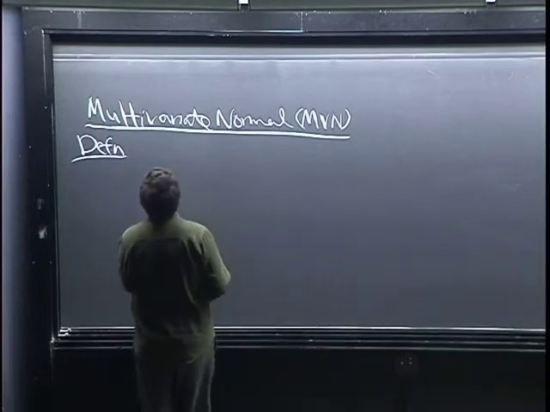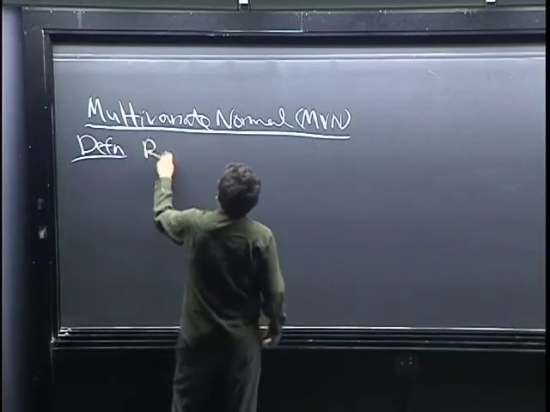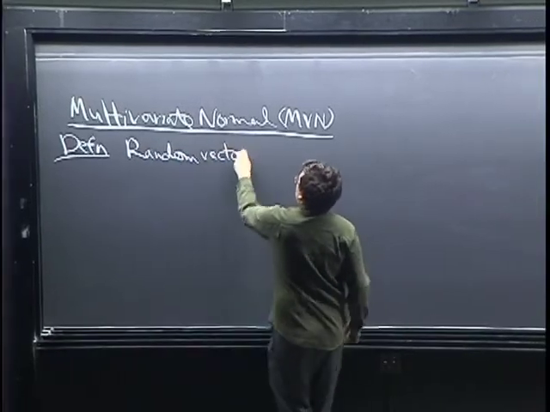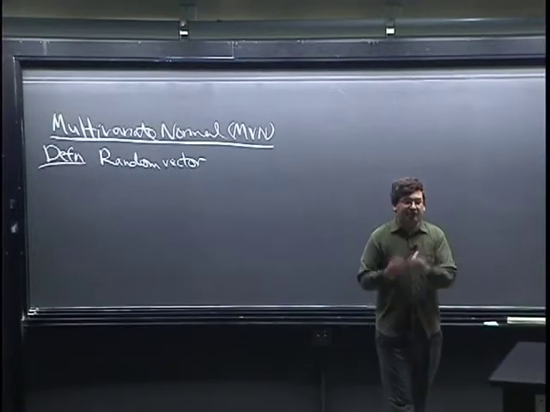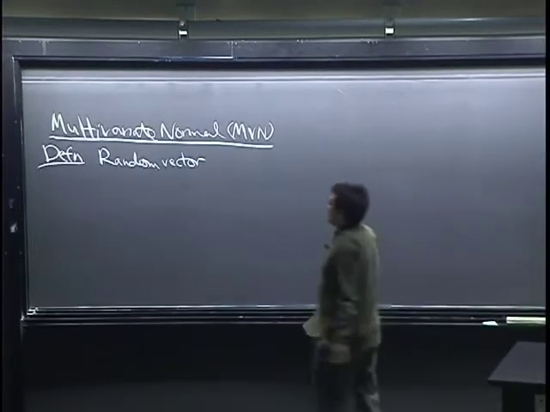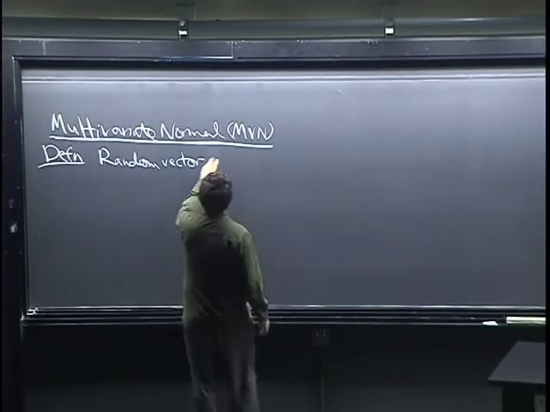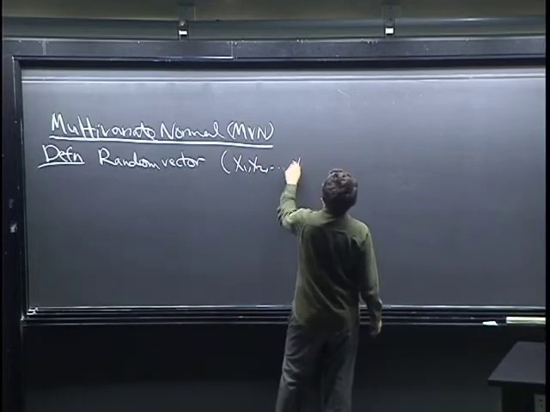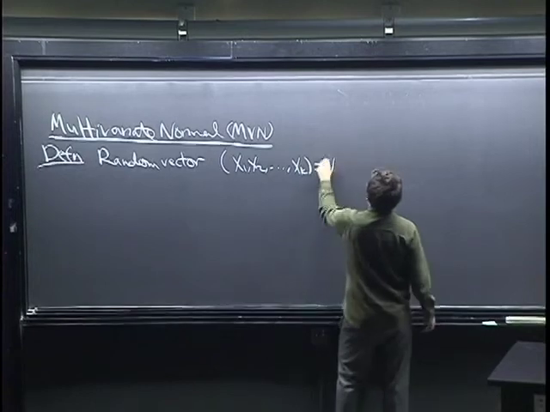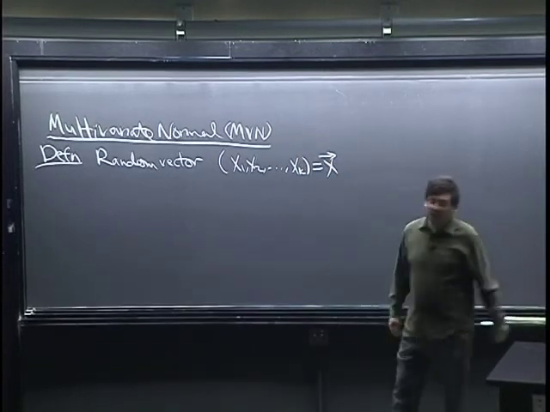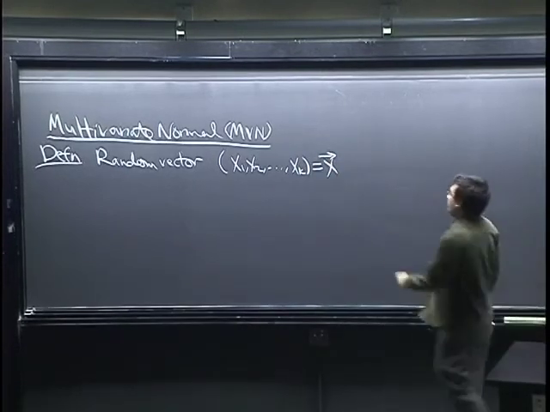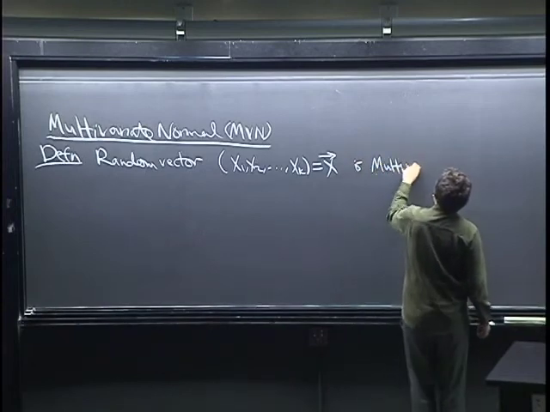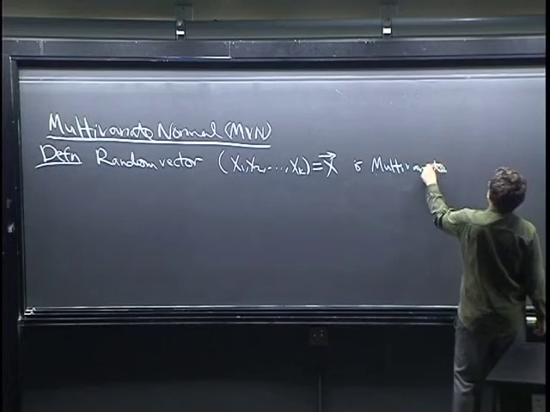Okay, so if we have a vector, a random vector just means that we have a bunch of random variables that we strung together into a vector. So let's say we have a random vector, let's say X1, X2, ..., Xk, which maybe we'll just call that vector X, okay? And the definition is that this is multivariate normal if the following is true.